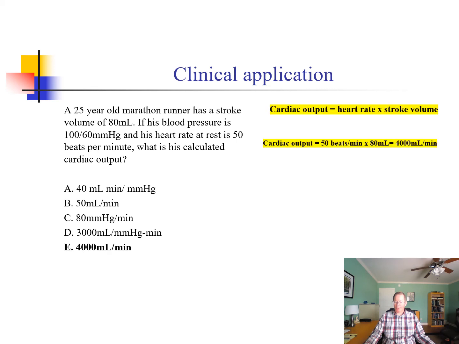So remember that cardiac output is heart rate times stroke volume. I've given you the heart rate and I've given you the stroke volume. I gave you some additional information. You don't need that. And so 50 beats per minute times 80 milliliters gives you 4,000 milliliters per minute, or 4 liters per minute. Good. Let's try another one.